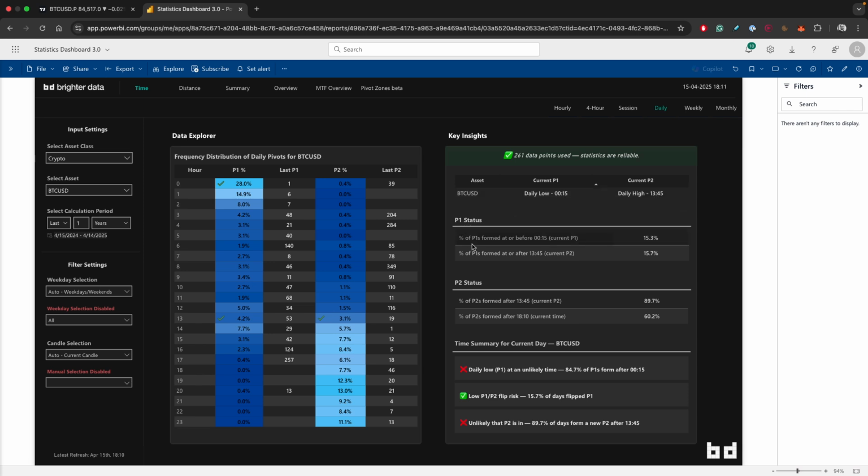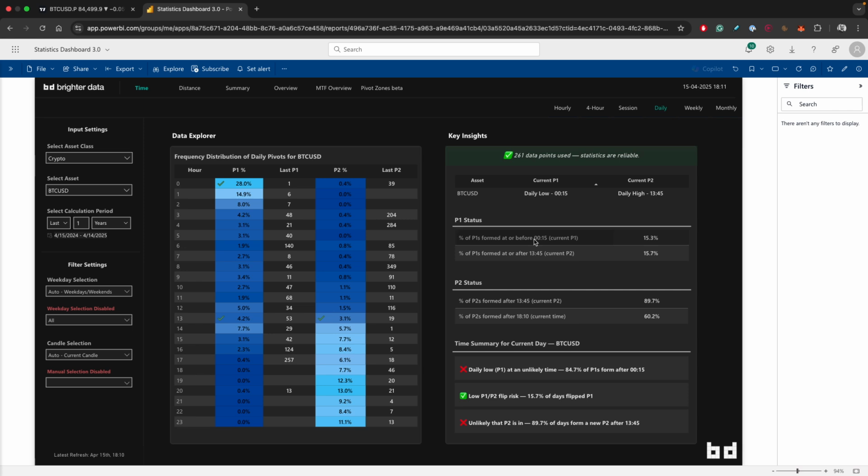First of all, what we see here is how many P1s are formed at or before the current P1, right? So 0015. As Frost, shout out to Frost, already noted in the general chat, this is now more granular. This is based on 5-minute data. So you saw me a couple of times predict that a P1 flip was going to happen using this feature, as you will now figure out. But what this is basically saying is we're really looking at a 5-minute granularity.